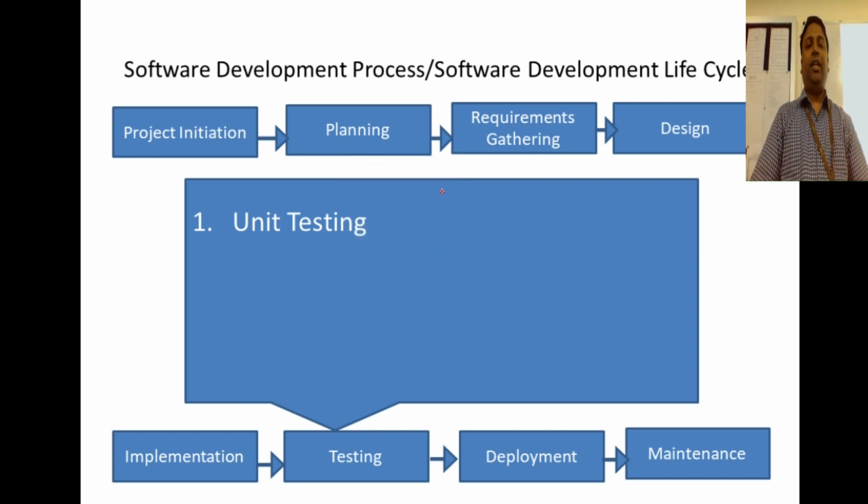You have 10 members in the team. This is team member 1, team member 2, team member 3, and team member 4. Like that you have many team members. Each member is writing some code, right? You are writing some code, you are writing some code, and he is writing some code. What is unit testing?